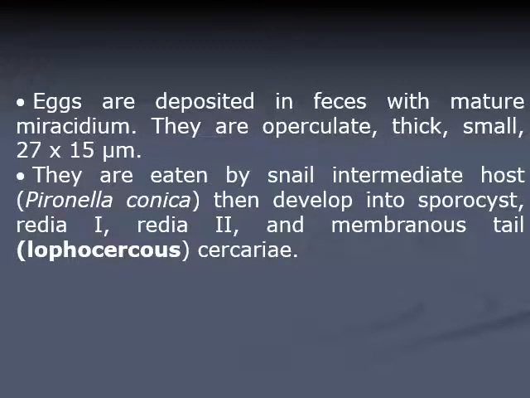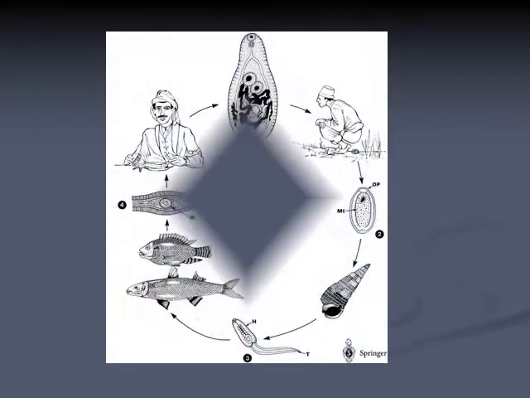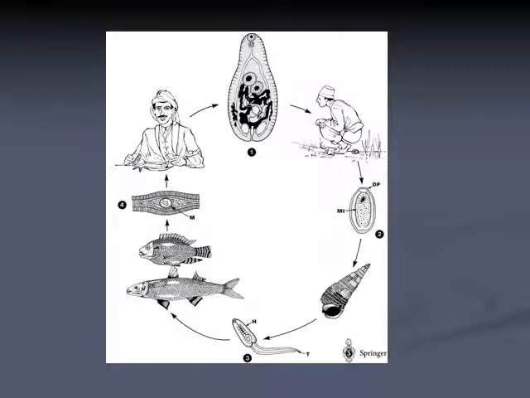They are eaten by the snail intermediate host, which is Pirenella conica, then develop into sporocyst, redia 1, redia 2, and the membranous tail cercaria or Lophocercous cercaria. عامل زي الورقة. The cercaria penetrates into the muscles of fish and encysts and stays till next infection. This is the life cycle of Heterophyes.